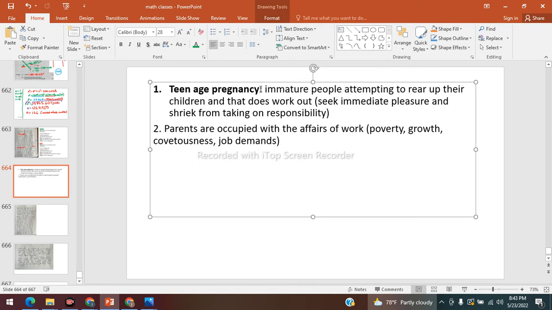But yeah, teenage pregnancy, so they're immature, and so they try to rear their children. And then remember, listen, man, rearing up children is a lot of work. You have to be persistent. You have to, okay, mental health. Yeah, mental health.